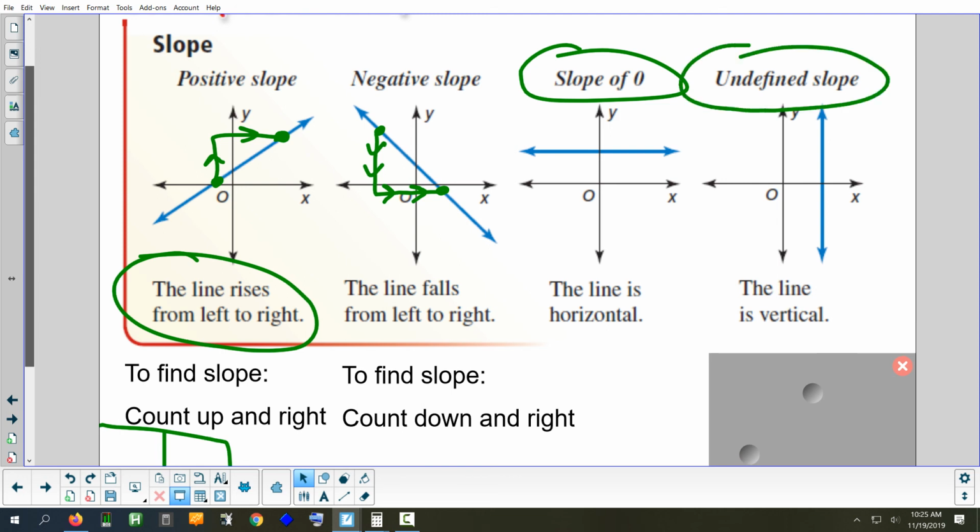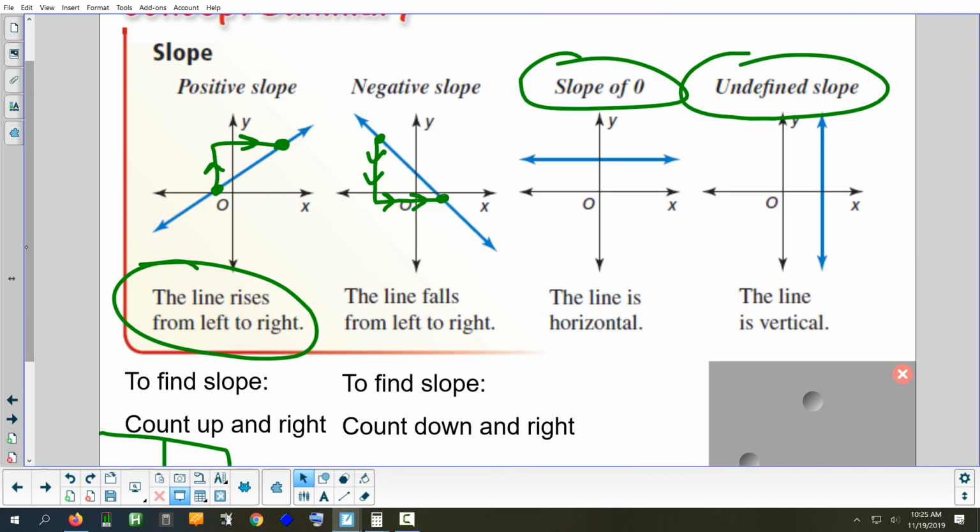So there is nothing to find. If I give you a vertical line and I ask you for the slope, just write undefined. There's nothing else to do. If I give you a horizontal line and ask you to find the slope, just write 0. If I give you a line that slants, then you have to do a little work. You've got to figure out how much it slants. That's the rise over the run.